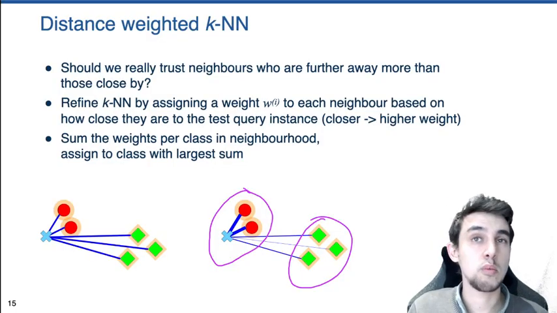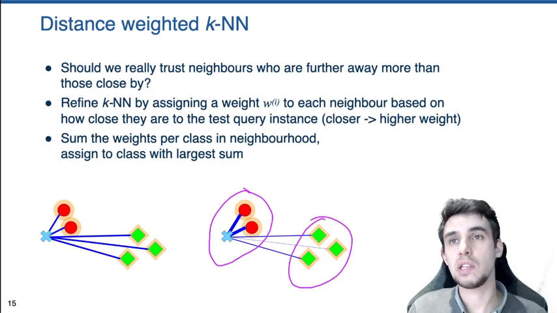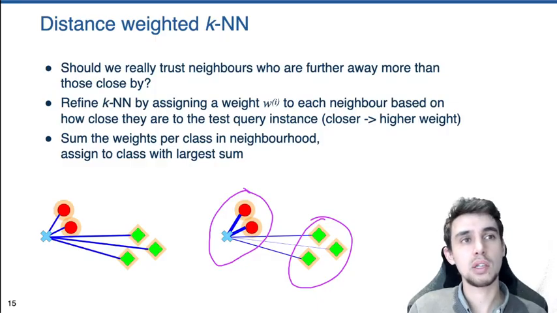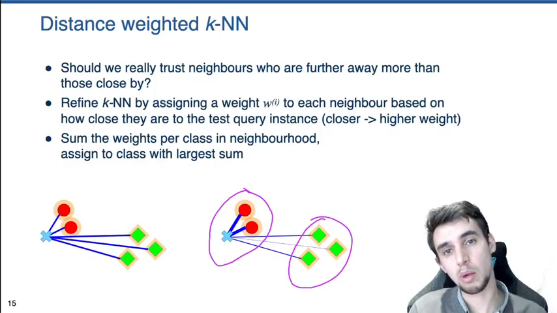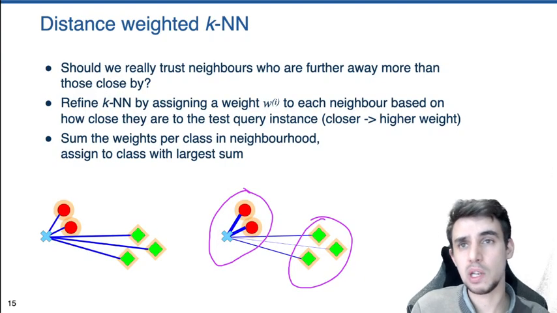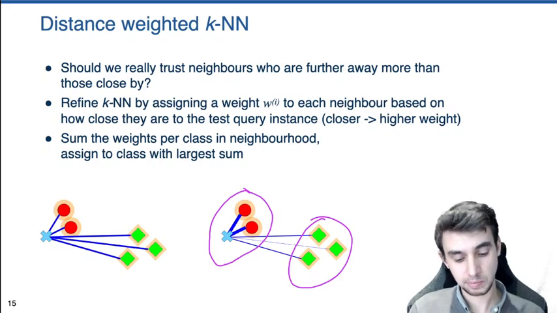The way the distance-weighted k-nearest neighbor algorithm works is by refining the k-nearest neighbor algorithm, assigning a weight called w_i to each neighbor based on how close it is. The closer the sample, the higher it counts in the final vote, and the further the sample, the less it is taken into account. Then, to make the decision, we simply sum the weights for each class, and the class with the larger weight wins.